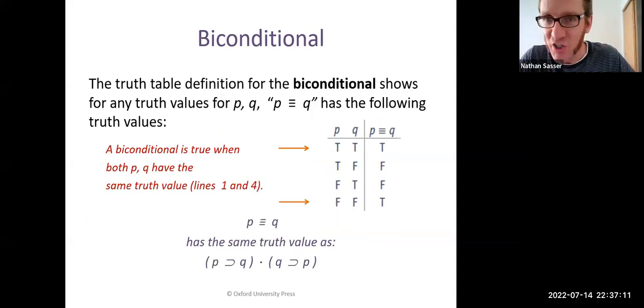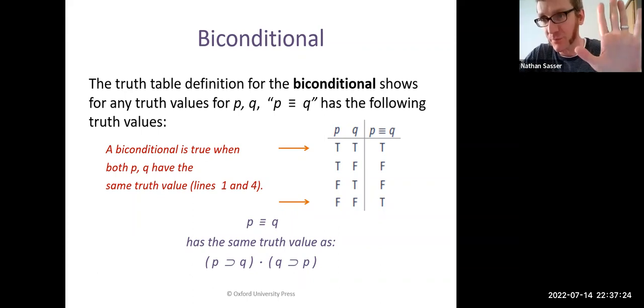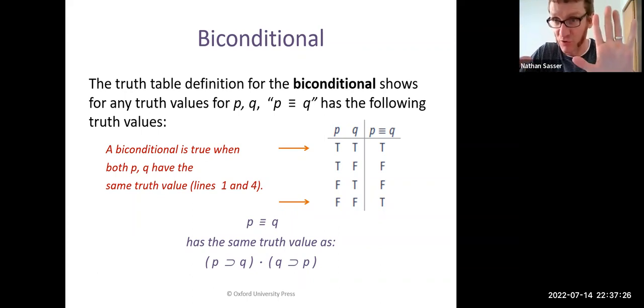Next is the biconditional, if and only if. Now, a biconditional, a triple bar, is going to be true when both the statements on both sides of it have the same truth value. They can both be true or they can both be false. The biconditional is going to be true.